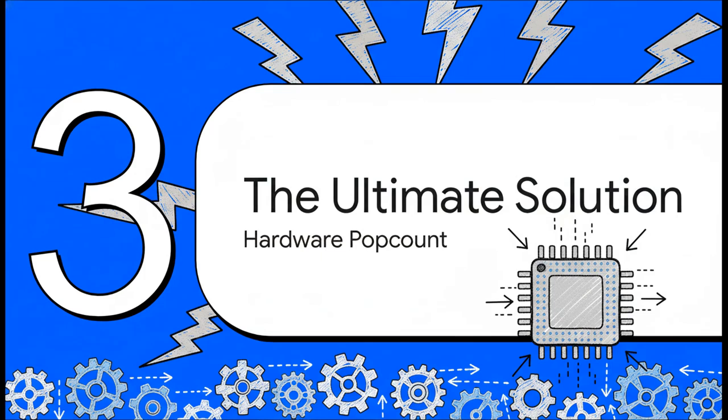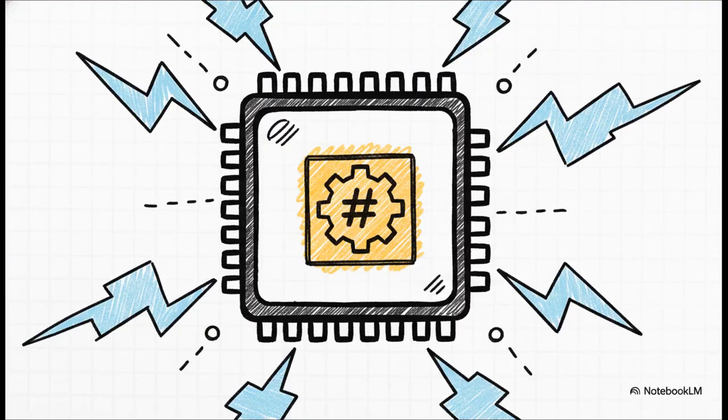Now, as slick as Kernighan's algorithm is, modern computing has an even faster trick up its sleeve, leveraging the hardware itself. You see, most modern CPUs have a special instruction, often called Popcount, baked right into the silicon. This is the absolute peak of optimization for this problem. It gives us constant time bit counting, which means it takes the exact same tiny amount of time no matter how many bits are set.